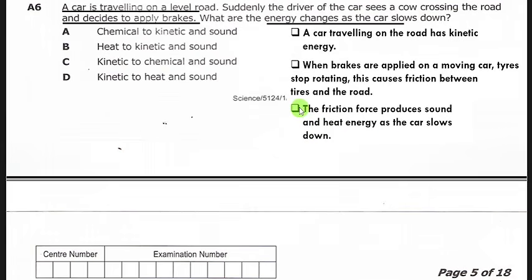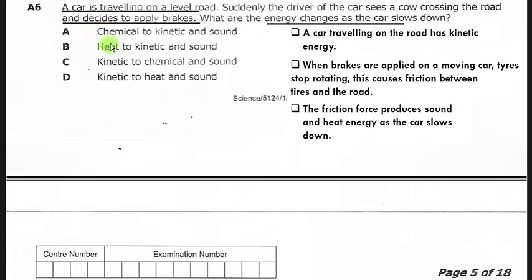So this is the point here. If you have ever heard before, when a car brakes in an emergency situation, you can even hear sound, even in the movies, even in real life. I think those situations happen. Because there is friction force, which produces sound and heat energy. Even when you rub your hands like this, because you produce friction, right? You feel some heat there. So these are the energy changes. So the question is saying, what are the energy changes as the car slows down?